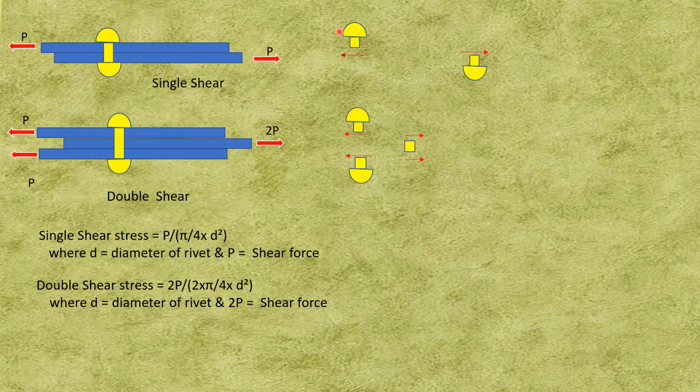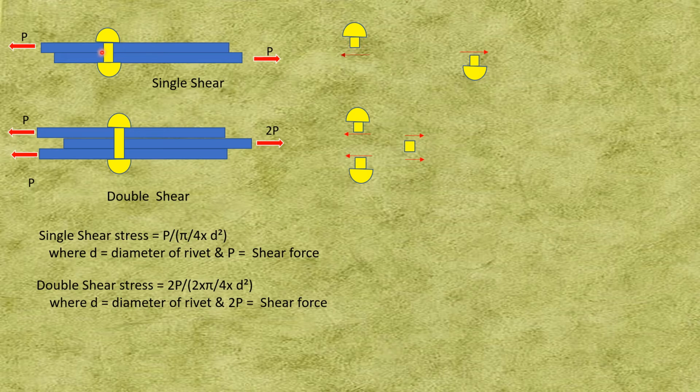Here I am showing only the rivet and how it fails. This is the upper part of the rivet, and here this force is acting towards the right. This is the lower part of the rivet. So this rivet gets cut here in this plane.